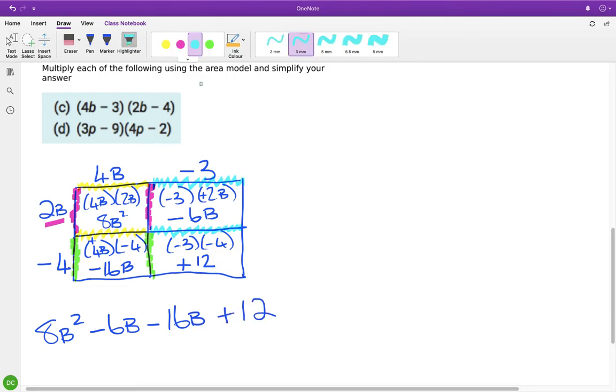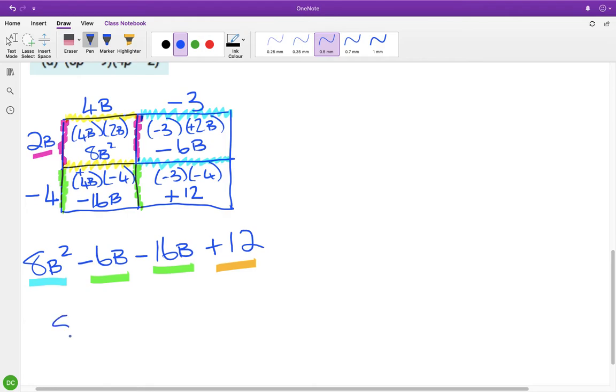Okay, and then we go back to families, so the b squared family, the b family, again there's two of them, and then the constant family. So we simplify and we get 8b squared. Here, again, no multiplication, so we're just doing minus 6 minus 16, which is minus 22. That's the total for the b family, and then plus 12.